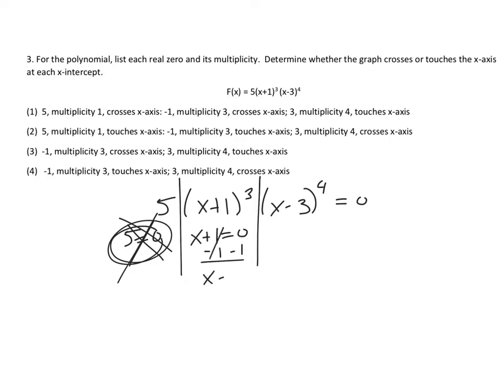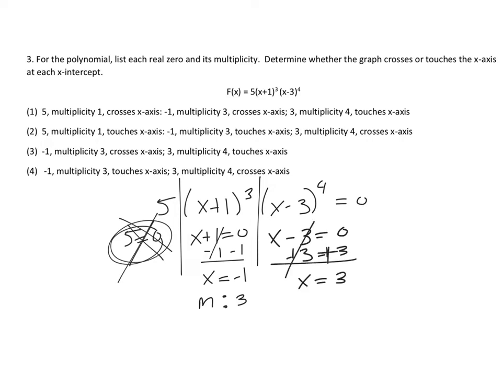So I have x equals negative 1, and those exponents are your multiplicities. This is a multiplicity of 3. Remember, multiplicity is how often that answer occurs. Literally, you would be able to expand this piece, x plus 1, 3 times, getting x equals negative 1 three times. So that's why we say multiplicity of 3. And then for this piece, I'm going to set x minus 3 equal to 0, add the 3, and I get x equals positive 3. And that tells me my multiplicity is 4 because I have an exponent of 4.